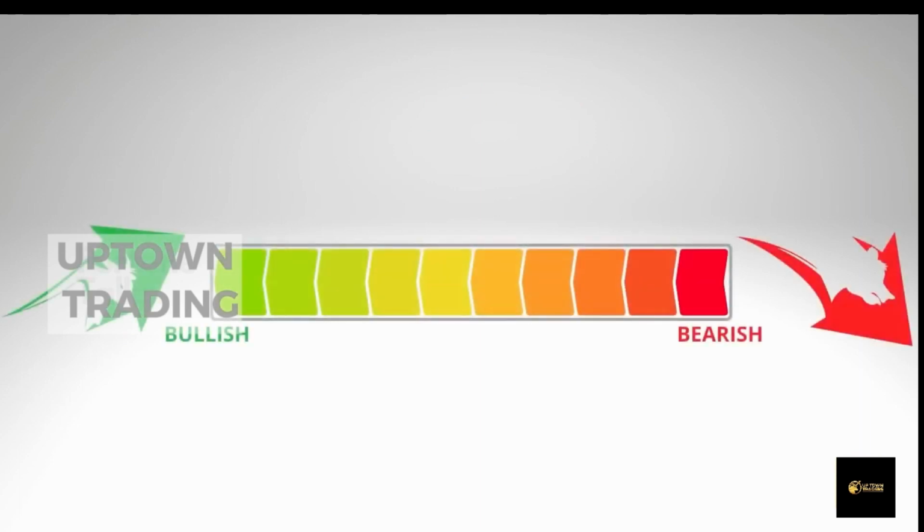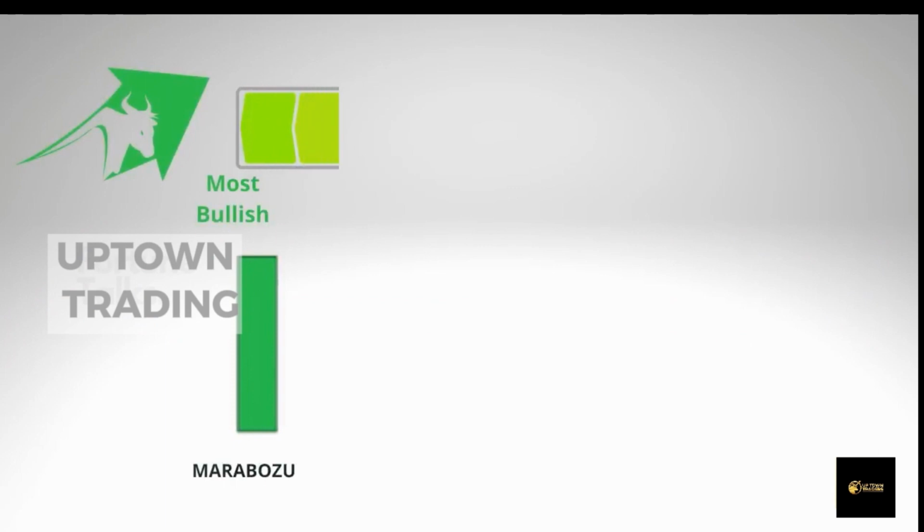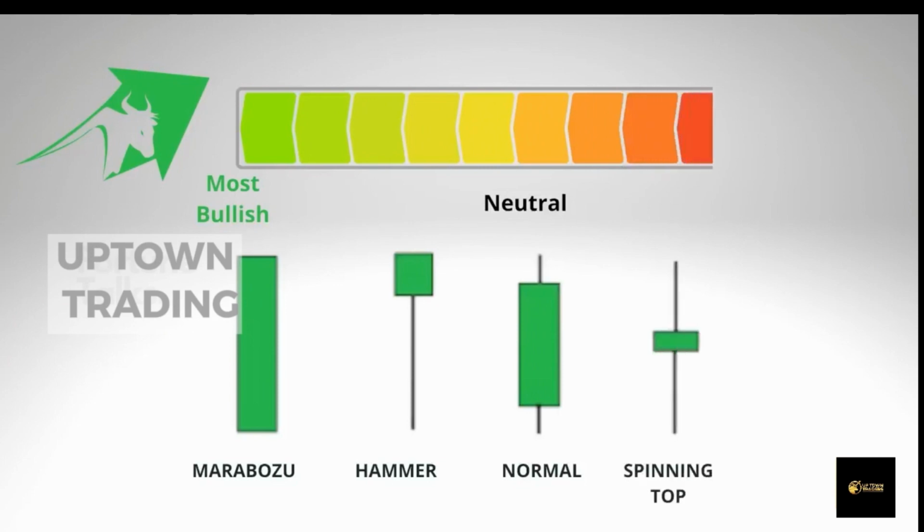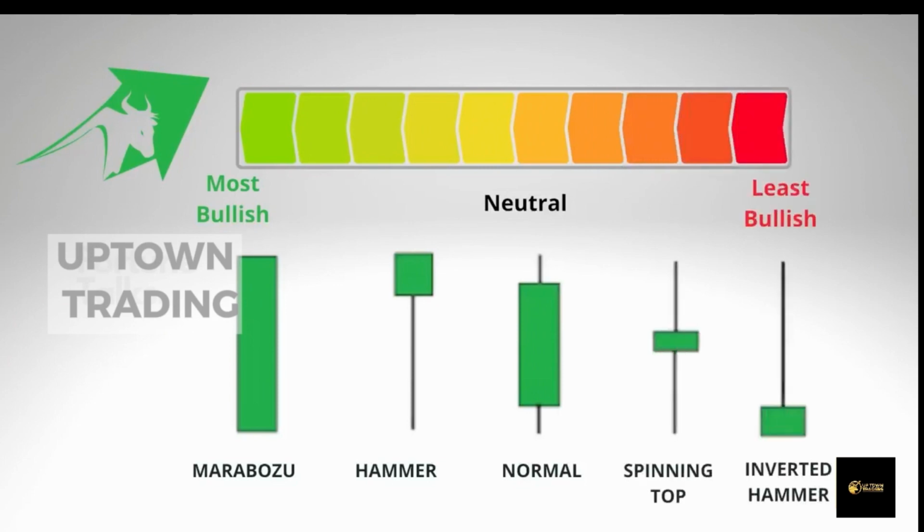Now let us arrange the candlesticks from strongest to weakest. First of all, we will consider the bullish candles and arrange them in the order of their strength. Moving on, let us arrange the bearish candlesticks in the order of their strength from strongest to weakest.